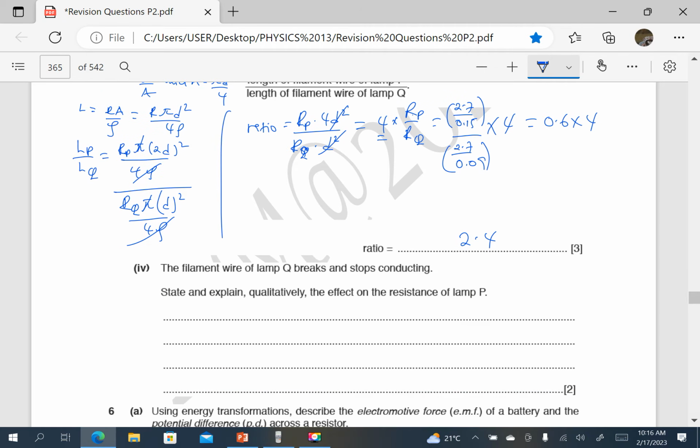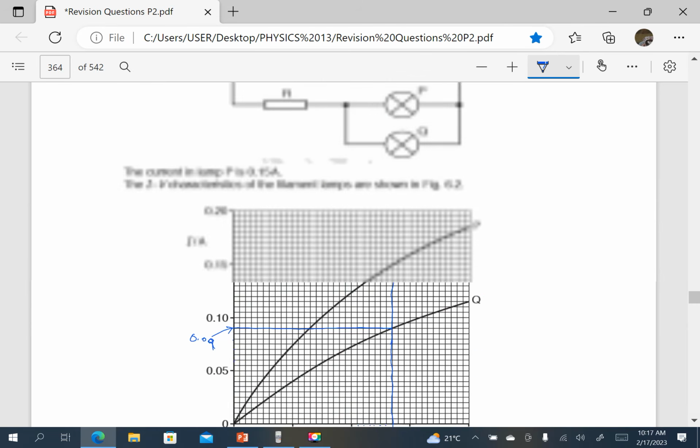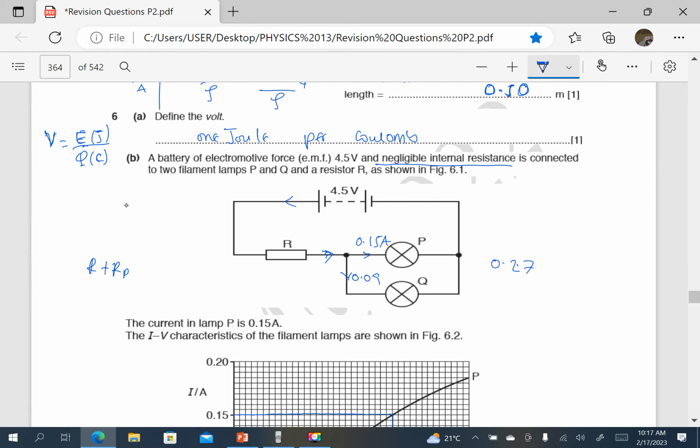The filament wire of lamp Q breaks and stops conducting. State and explain qualitatively the effect on the resistance of lamp P. The filament wire of Q breaks and it stops working. So it stops conducting. So we come back here. Suppose now Q is off because it has stopped working.